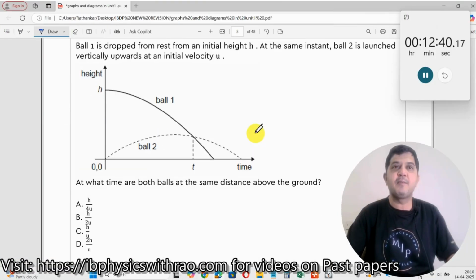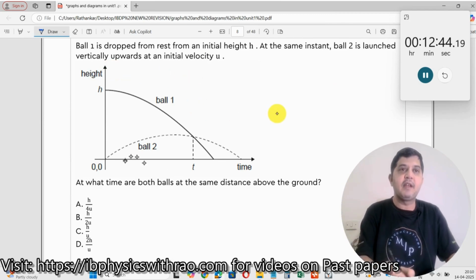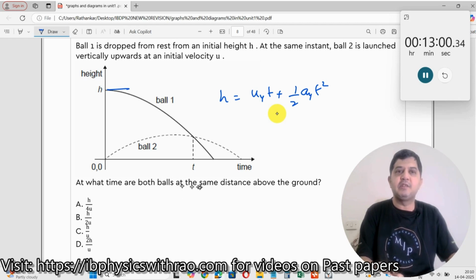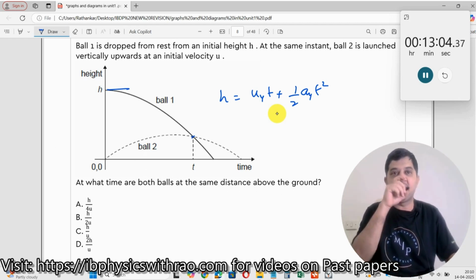Ball 1 is dropped from rest at an initial height. At the same time, ball 2 is launched vertically upwards. Now you are dropping it from here and you are throwing it from here. When you drop from here, what is the equation that you are going to use? You are going to use h is equal to uyt plus half ayt square. But what is asked here? At what time are both balls at the same distance above the ground? So at some point they will clash if they are at the same distance, right?